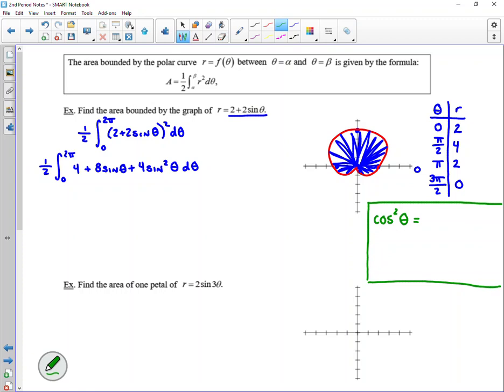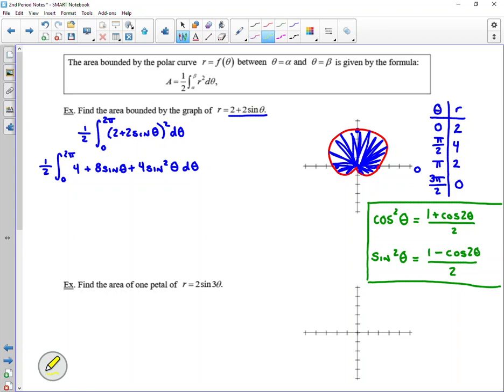Cosine squared is 1 plus cosine 2 theta all over 2. Okay, so I put the 1 in the front just so that it's the same pattern. And sine squared is 1 minus cosine 2 theta over 2. So sometimes I remember it as, hey, if it's cosine, then it stays positive, but if it's sine, it switches to negative. Okay, but it's the same formula. Okay, we can put this in for that now.